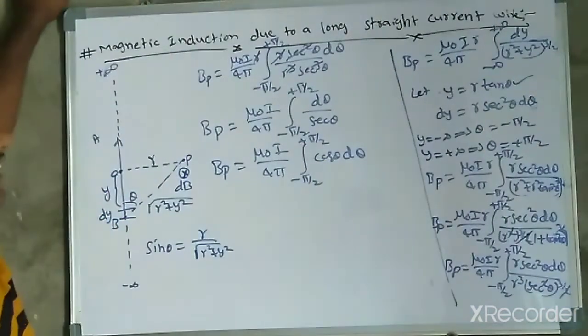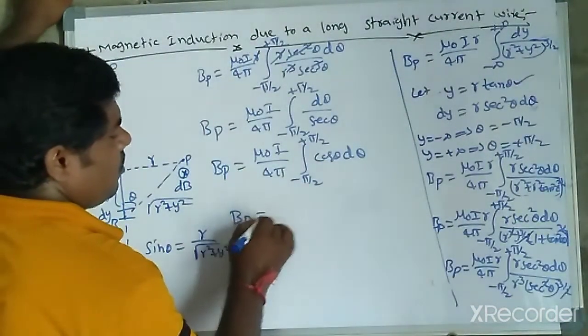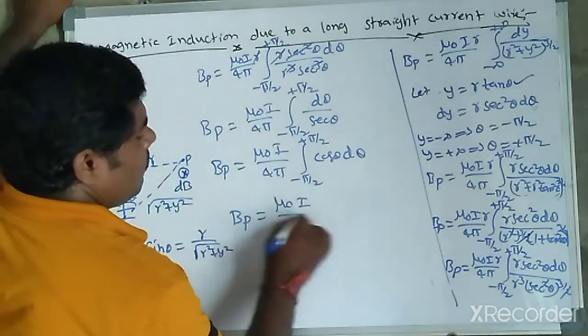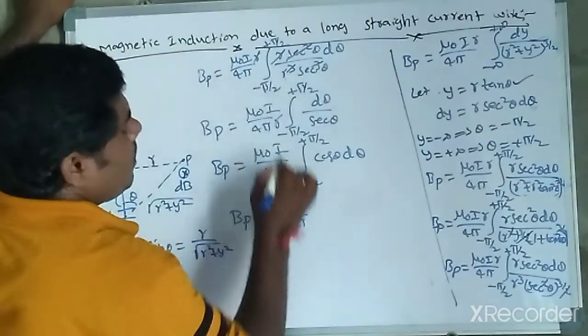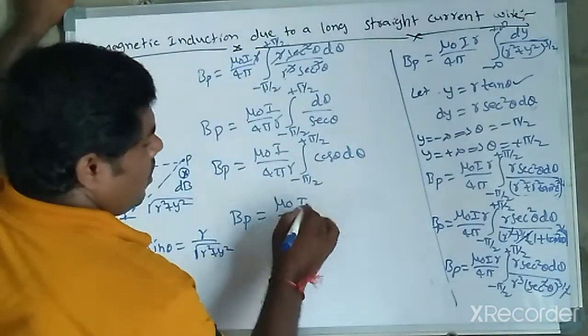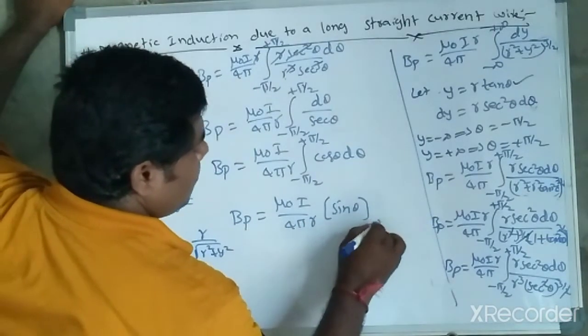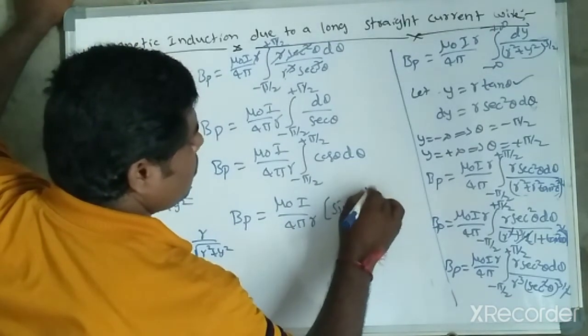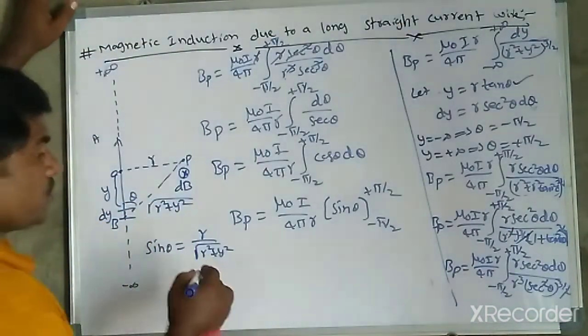So here the integral of cos theta is nothing but sin theta. So Bp should be equal to mu naught I divided by 4 pi. Here the remaining r is there, so r into sin theta, lower limit minus pi by 2, higher limit plus pi by 2. So higher limit minus lower limit, you may substitute here.